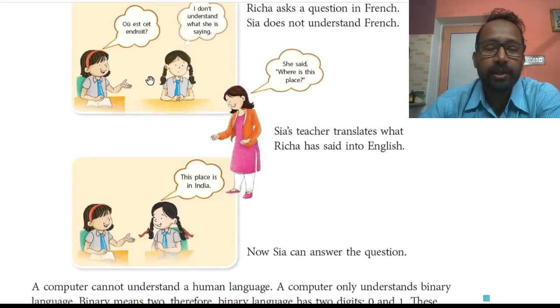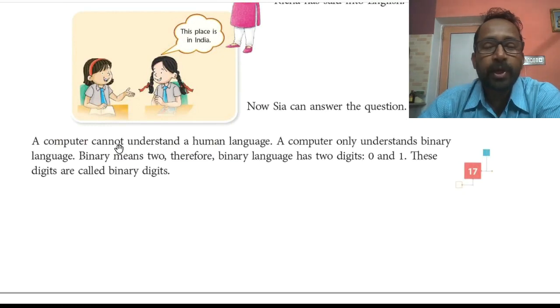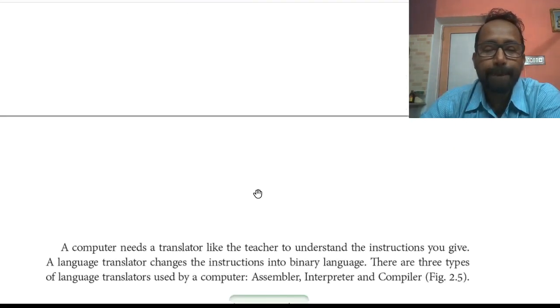Next is the language translator. A computer cannot understand a human language because it is a machine. A computer only understands binary language. Binary language means a language made up of only two digits, 0 and 1. These two are called binary digits or bits. Binary means two. Therefore, binary language has two digits, 0 and 1. These digits are also called binary digits or bits, as I told.